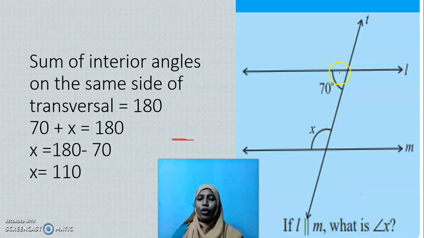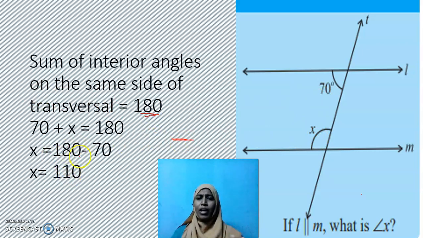What is the property we are going to use? Both are lying on the same side of the transversal. Both are interior. If one is inside, one is outside, we use the property corresponding angles. Both are inside, so it is sum of the angles on the same side of the transversal is equal to 180 degree. We are going to use this property. So 70 plus x is 180. So if I subtract, we get 110.